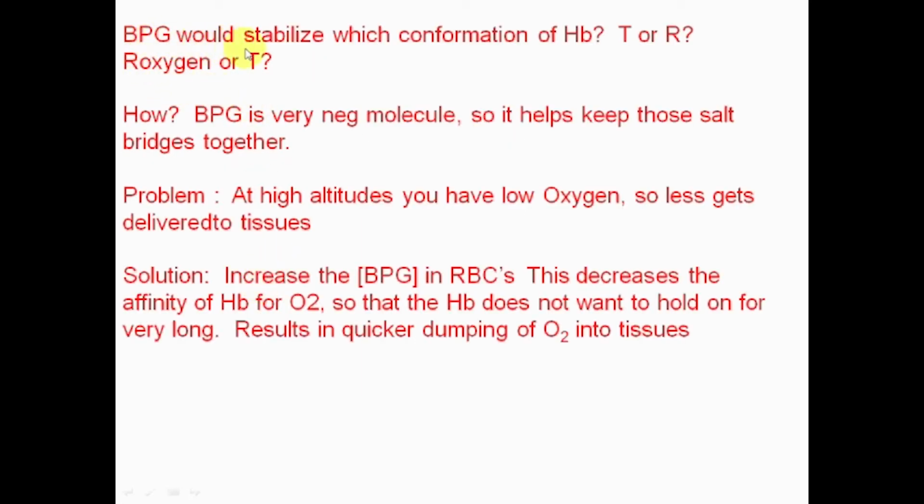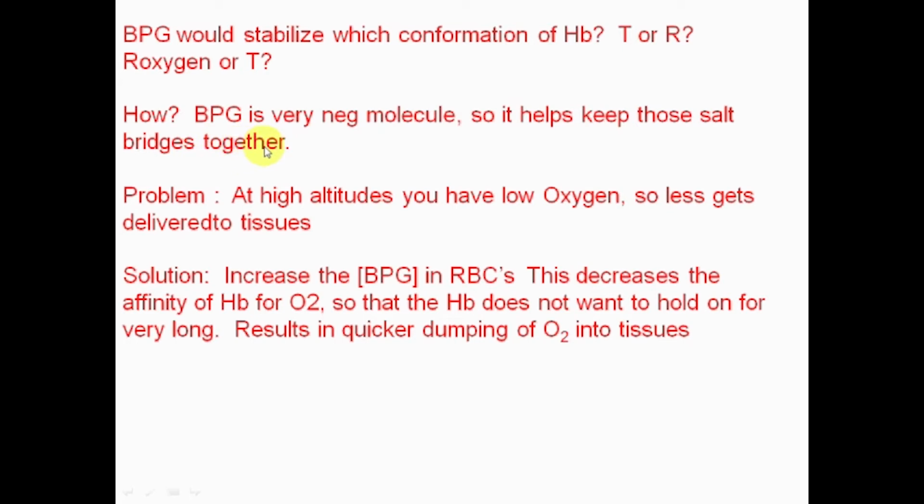So BPG would stabilize which conformation of hemoglobin, T or R? Remember, BPG hates oxygen. So think about it like that. If BPG is present, you're not going to bind oxygen. So would it be R or T? It would stabilize the T state. How does it stabilize the T state? Remember, BPG is really negative, so it helps keep those salt bridges together.